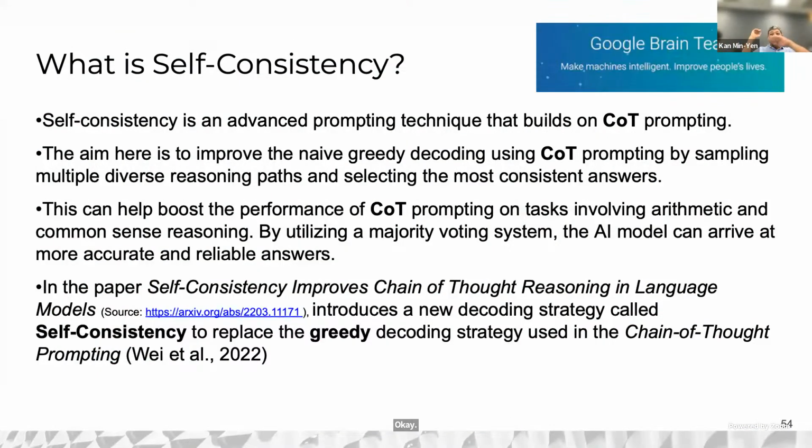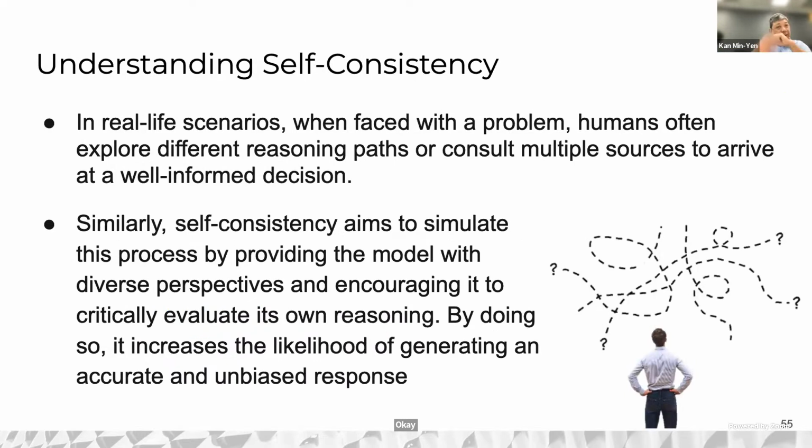Okay, good. So what is self-consistency? This is a Google Brain team project. It's an advanced prompting technique that builds on chain of thought. The aim is to improve on what is used in CoT with greedy decoding, by using a different method to give you the most consistent answer. The paper is given there; I read it about 6 times. I want to keep it simple, not too much maths.